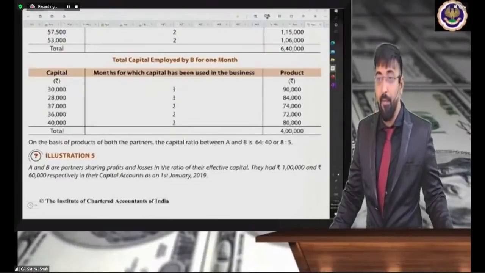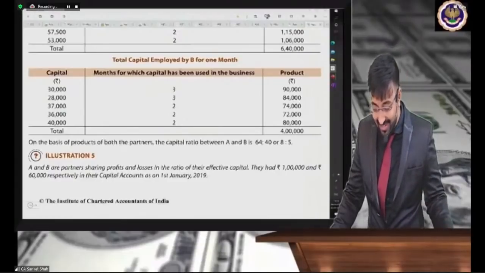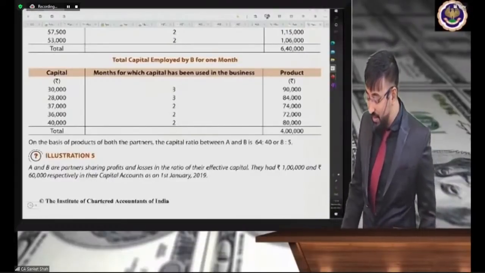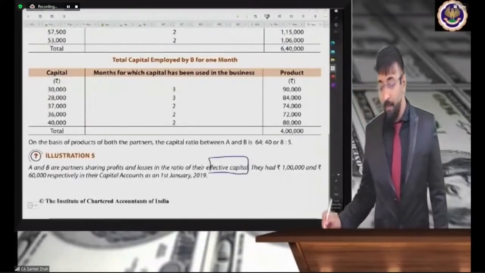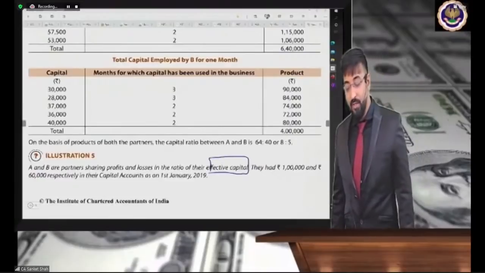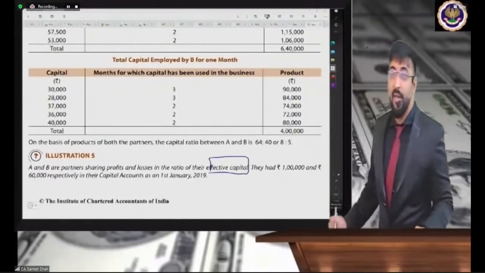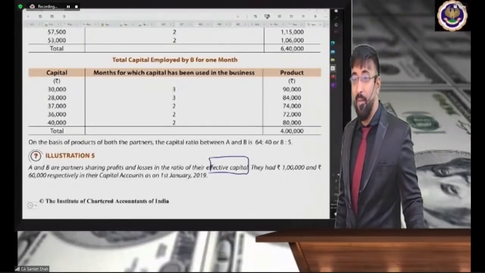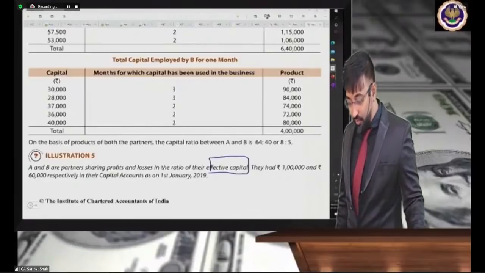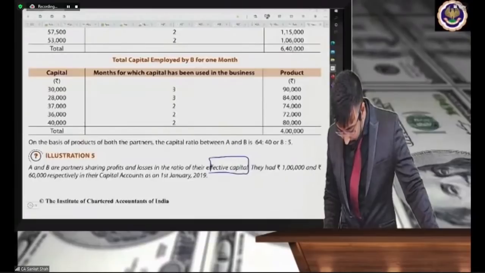Okay, no problem. Whenever there are such difficult chapters, they call me, assume like that. A and B are partners sharing profit and losses in the ratio of effective capital. So effective capital, beta, they are asking me A and B profit and losses in the ratio of their effective capital. Now how to calculate this effective capital? Let's understand. They had 1 lakh rupees and 60,000 respectively in capital account on 1st January 2019. So 1 lakh and 60,000 respectively in capital account. Understand this concept.